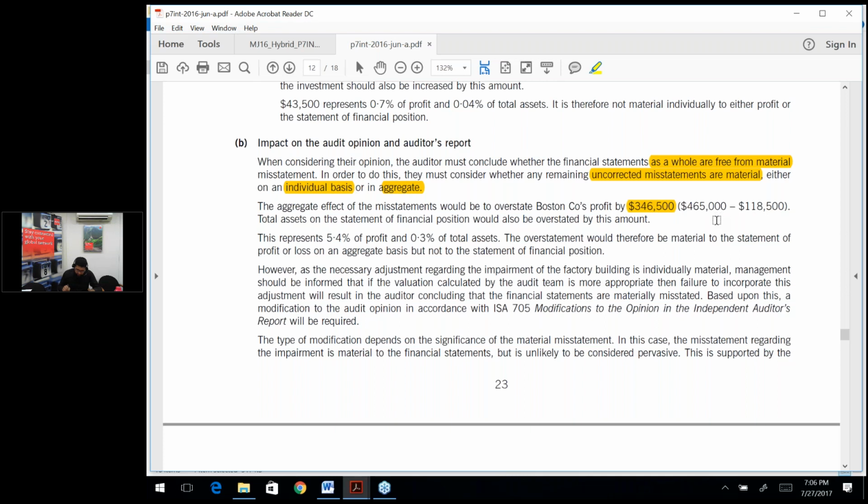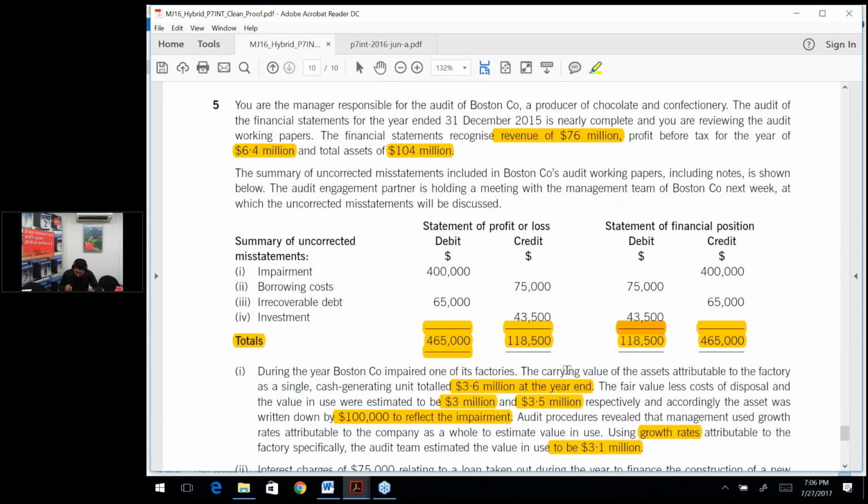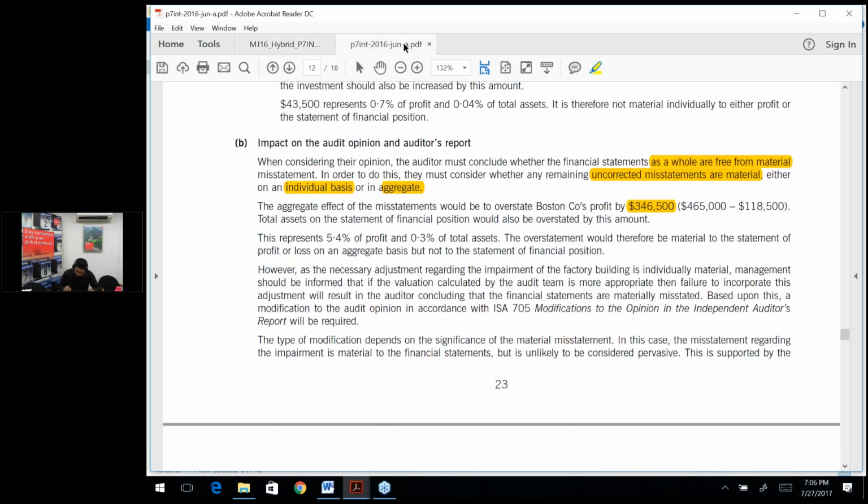Now, how have they figured out this thing for 465,000 minus 118,500? If you look at the exam question, the profit and loss is debited by this amount of 465,000 and credited by 118,500. So the net amount is 346,500. The total assets on the statement would also be overstated by this amount. This represents 5.4% of profit and 0.3% of total assets. Now, it does say the overstatement would be material.